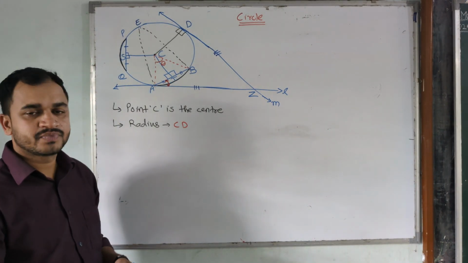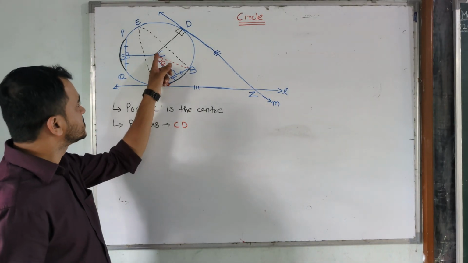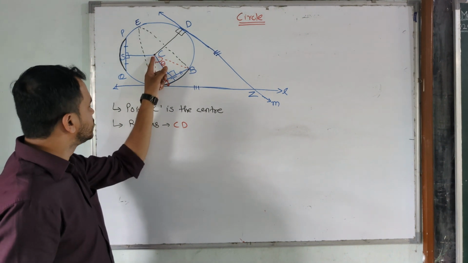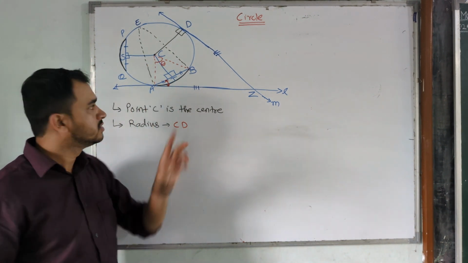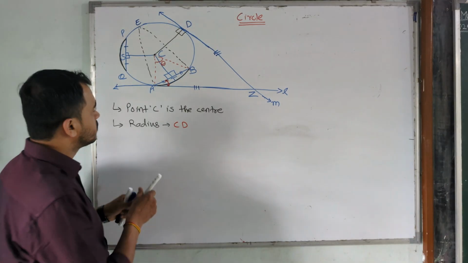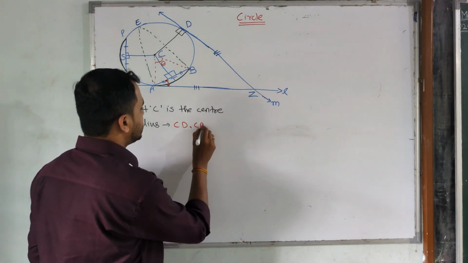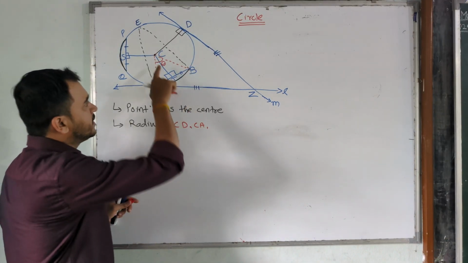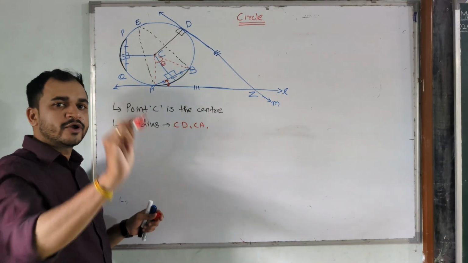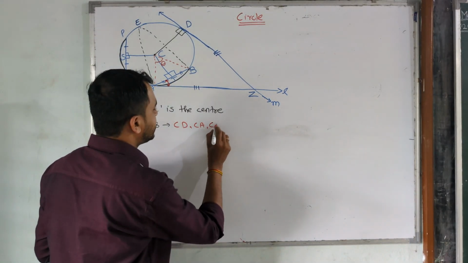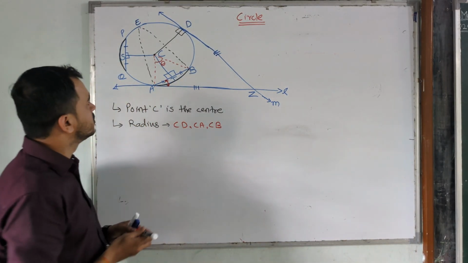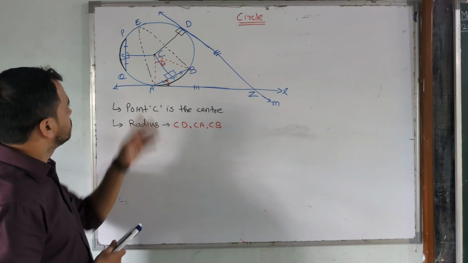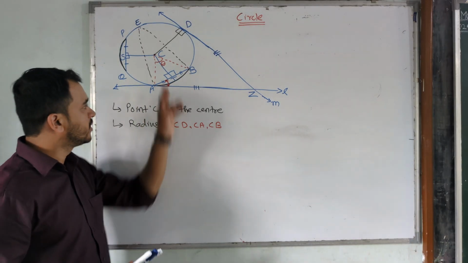Another radius you can see in this diagram. C and A. A is any point on the circle. We join center and any point on circle. That is called radius. So segment CA is also a radius. Another one is C to B. We join center and B is any point on the circle. So we join it. Therefore CB is also a radius. And that's all. In this diagram, we have only three radii.